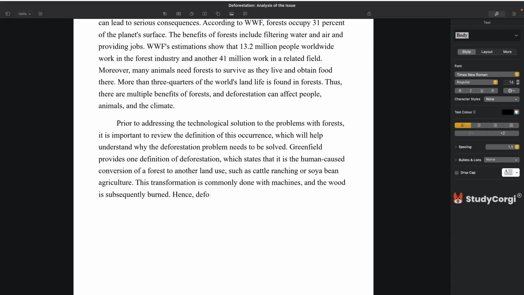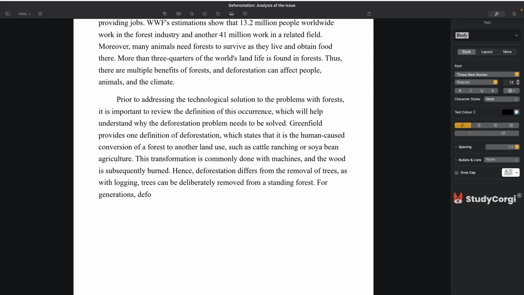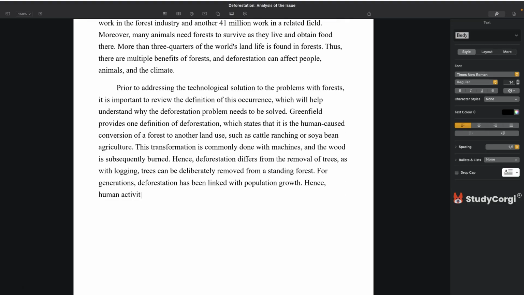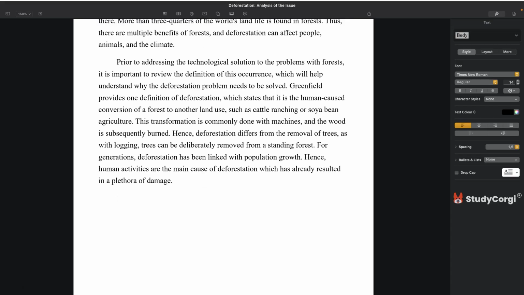Hence, deforestation differs from the removal of trees. As with logging, trees can be deliberately removed from a standing forest. For generations, deforestation has been linked with population growth. Hence, human activities are the main cause of deforestation, which has already resulted in a plethora of damage.